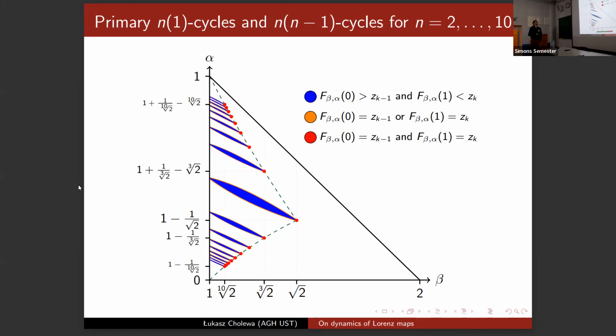Yes. For other n, k cycles, we have other regions here. But are they parallel to these? Are they disjoint? Yeah, they should be disjoint. They look very similar to this. Okay. Probably you can find it in the PhD thesis of Paweł Potorski. And are they ordered like Farey fractions? I don't remember now.